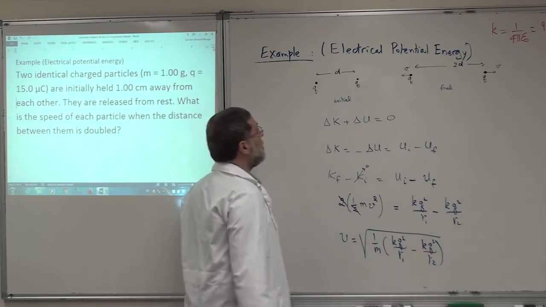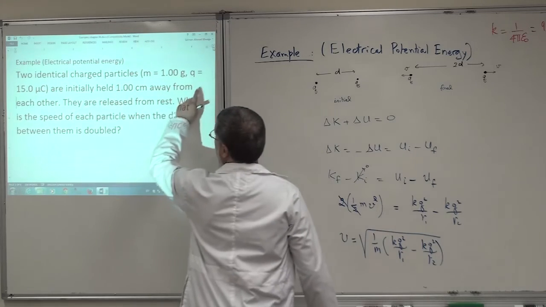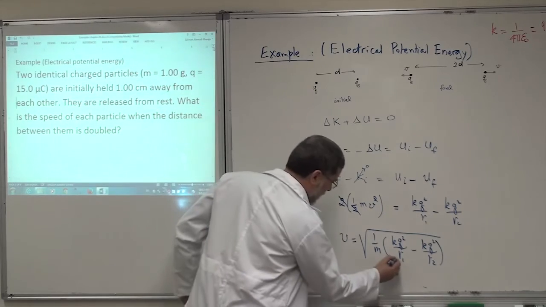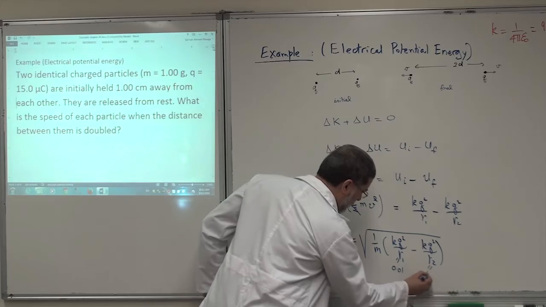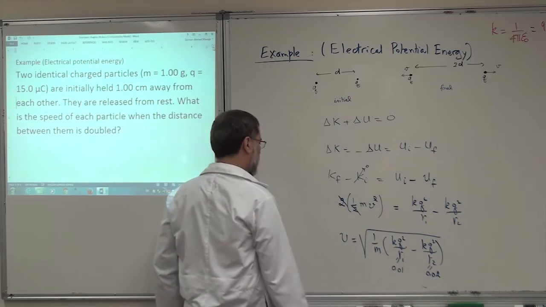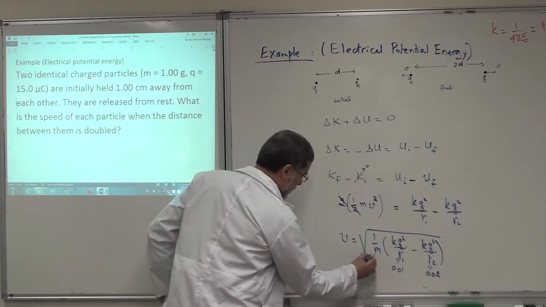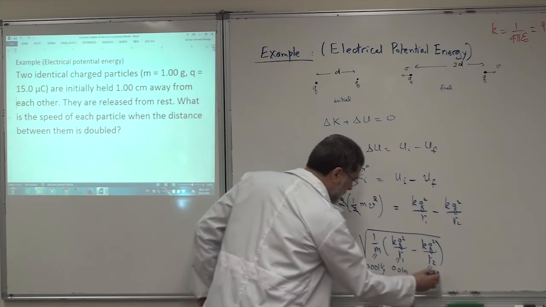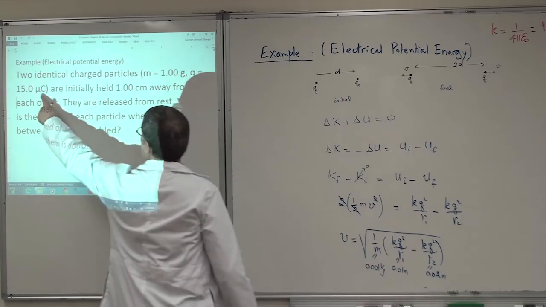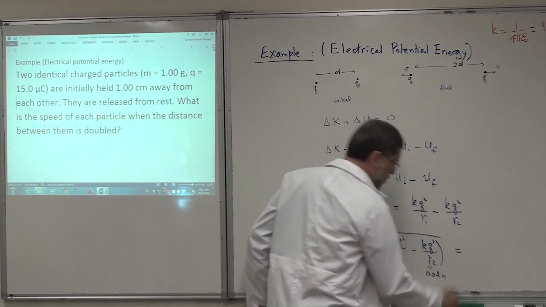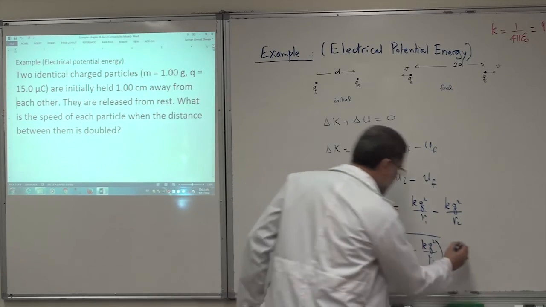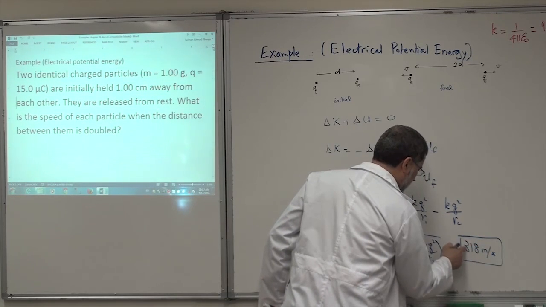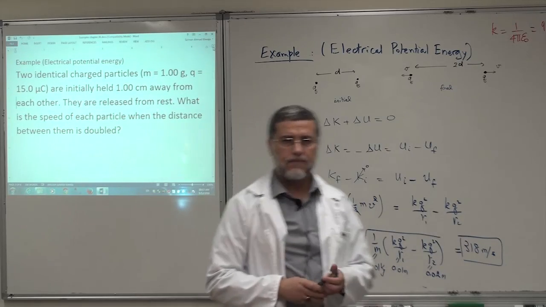Be careful, my son, here. r1 and r2 should be in meters, okay? So r1 will be 0.01, and r2 will be 0.02 because the distance doubled. The mass is given, it has to be in kilograms, 0.001 kilogram. This is kg, and this is meter, and this is meter, and the microcoulomb you have to change into coulomb. If you do the calculation correctly, you find the speed of each particle to be 318 meters per second for each particle. Thank you.